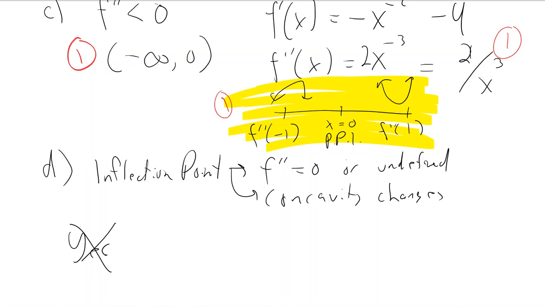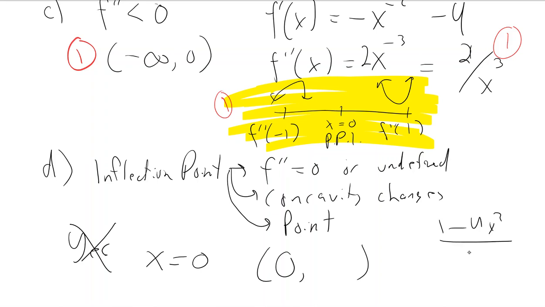Yes, that's a trick. Well, it's not really a trick, but there's one other thing that has to be true to be an inflection point. It has to be a point, right? Inflection point, x equals 0. How do I know if that exists or not? Plug it into the original function. The original function looks like this. Why can't I plug in 0 to this? All right, it's undefined. Divide by 0.